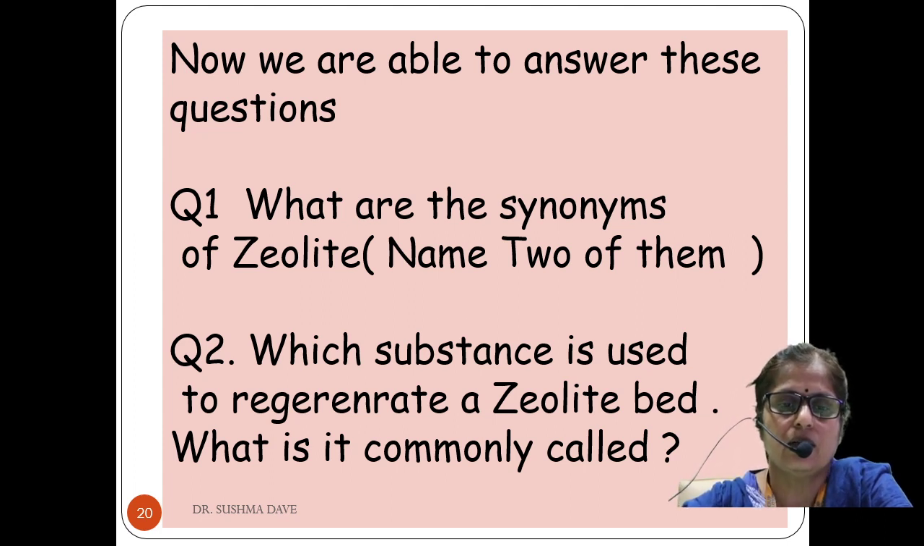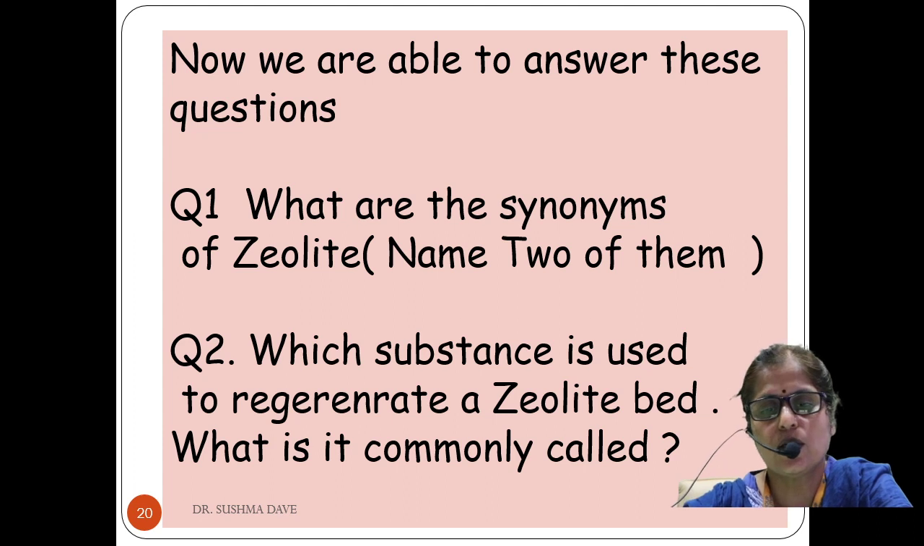After learning this lecture, you must be able to answer these questions. What are the synonyms of zeolite? We have learned that permutit, boiling stone method, green sand method, these are the synonyms. Which substance is used to regenerate a zeolite bed? What is it commonly called?